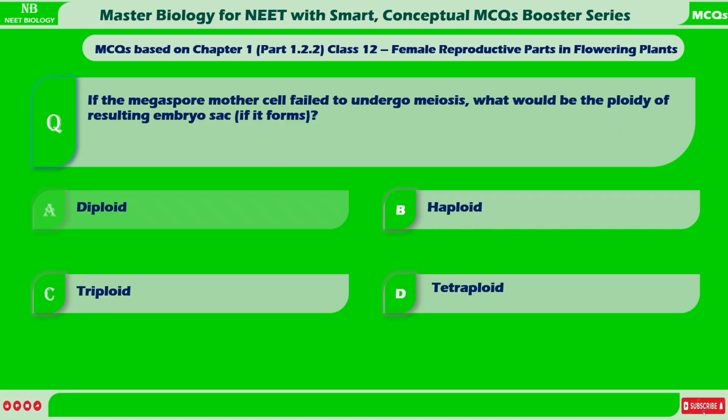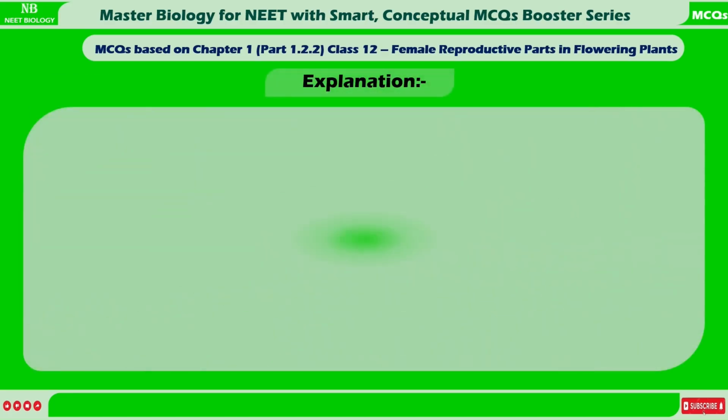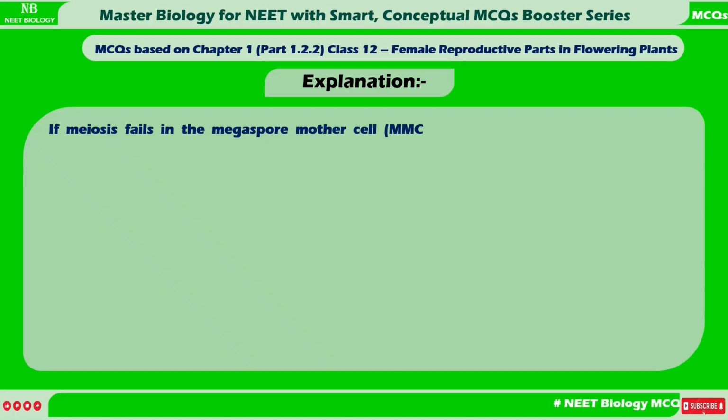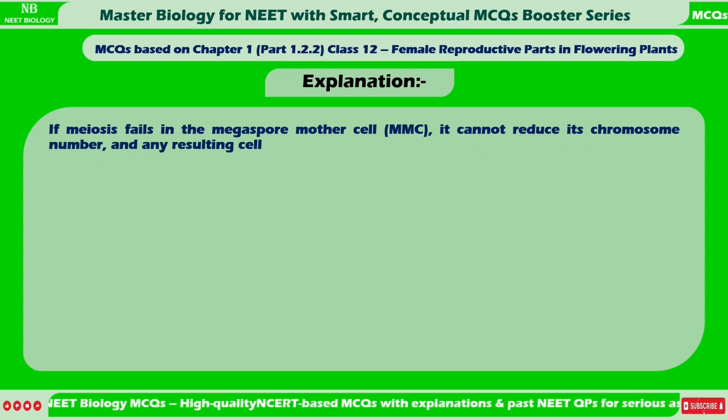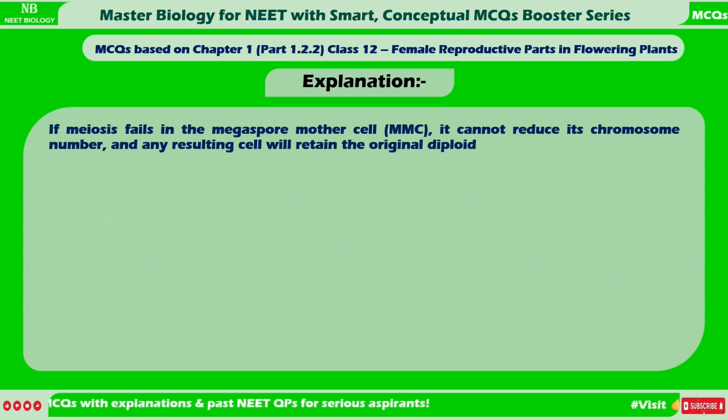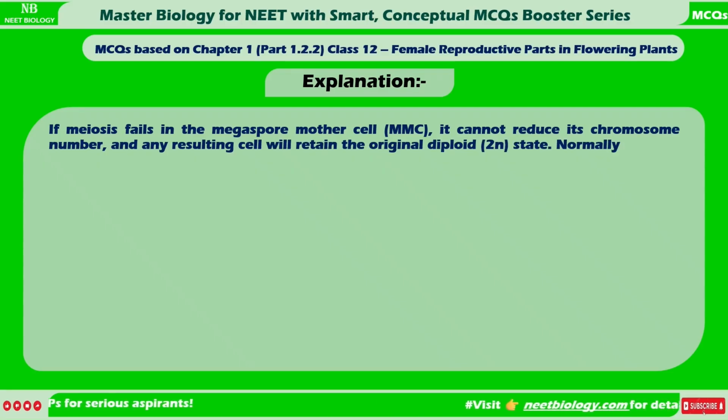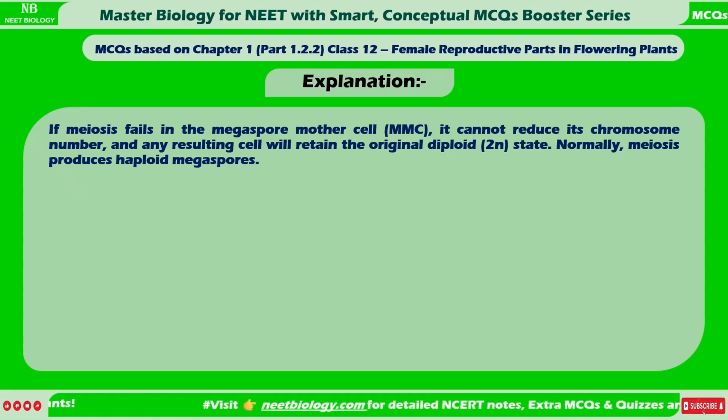Correct answer is A. Diploid. Explanation: if meiosis fails in the megaspore mother cell, MMC, it cannot reduce its chromosome number, and any resulting cell will retain the original diploid 2n state. Normally, meiosis produces haploid megaspores.